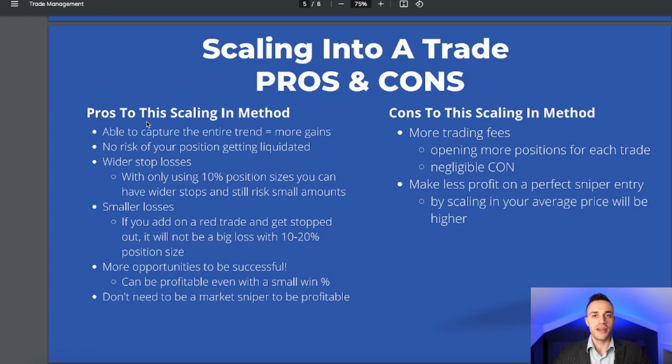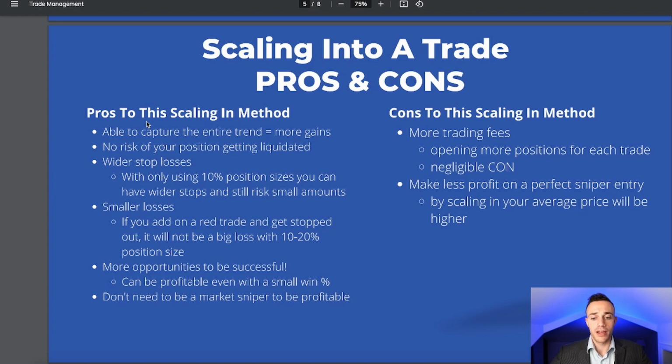You don't need to be a market wizard or market sniper with this method because it allows you to be so flexible, because of how you enter into the trade dynamically with only 10%. And you have very low liquidation prices and you always have your stop losses. You don't need to be a market sniper. So this makes it easy for anybody to be a profitable trader.